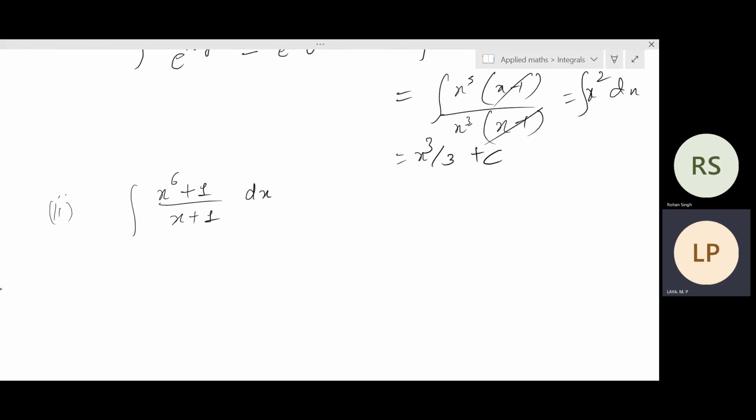Sir, I think, isn't it x squared plus 1? X squared plus 1? Oh yeah, in the denominator you have x squared.